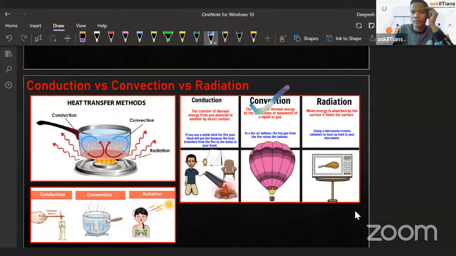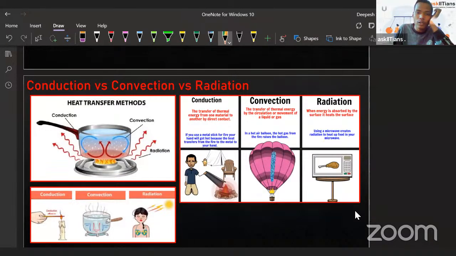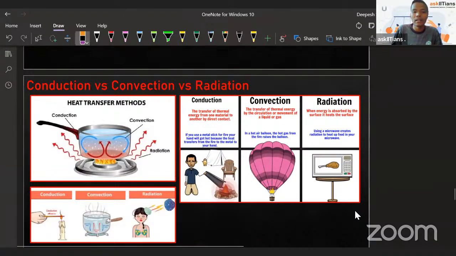Second thing is convection, where the particles are actually moving, like a hot air balloon, where the hot air is naturally going up. It's a natural tendency of hot air to go up. Similarly, when we try to heat water, the hot water goes up and the cold water goes down, where the particles are actually moving. That's convection. And the last thing is radiation. Radiation does not even require a medium to get transferred. For example, the heat from the sun reaches us, even passing through space. That is what radiation is.